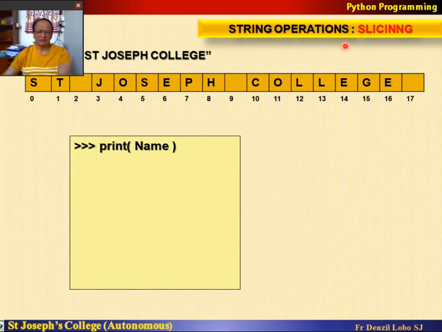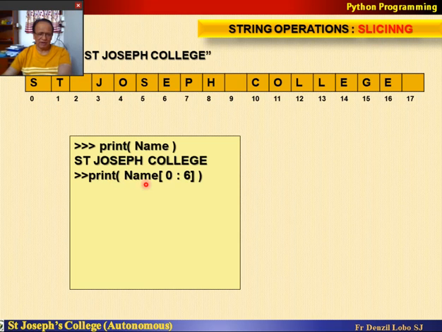Now let us see slicing of a string. You have got a long string here, St. Joseph's College, and start from 0 to 16. So print name. St. Joseph's College is assigned to a variable called name. So it prints St. Joseph's College.